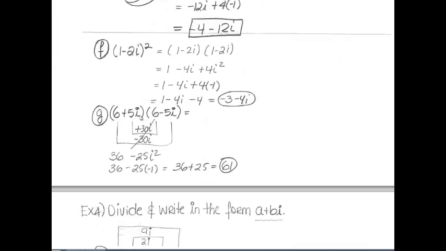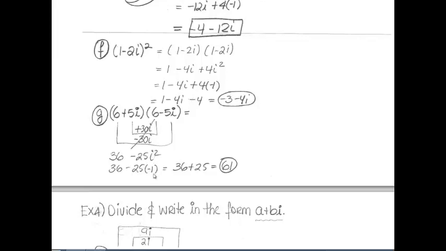Here again I have a FOIL. So first times first is 36. The outside numbers give me negative 30i. The inside numbers give me positive 30i. They would cancel. And I'm left with 5i times negative 5i, which is negative 25i squared.